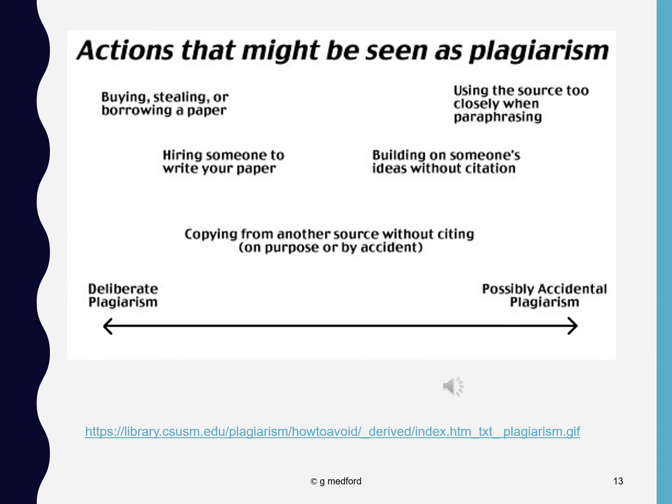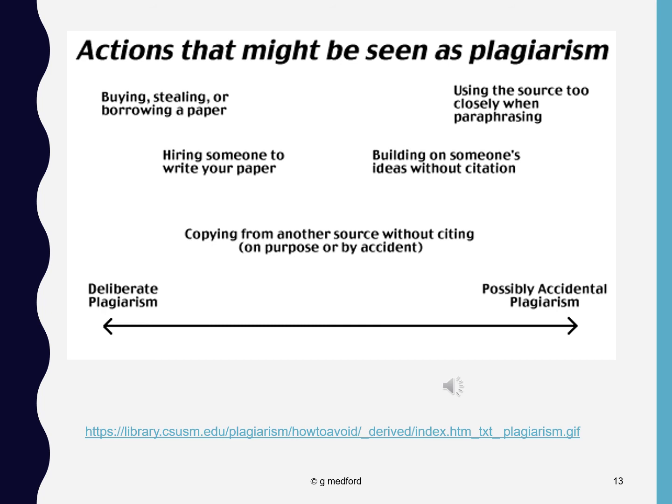Now that we've had an opportunity to look at the definition of plagiarism, here we have an image which illustrates actions that might be seen as plagiarism. The double-headed arrow at the bottom provides a range under which all the actions fall, from deliberate plagiarism to possibly accidental plagiarism. On the left, we see actions that are regarded as deliberate plagiarism. So things such as buying or stealing or borrowing a paper, hiring someone to write your paper would be considered deliberate plagiarism. Copying from another source without citing, on purpose or by accident, is midway between the double-headed arrow.